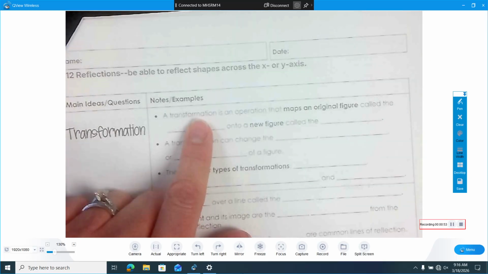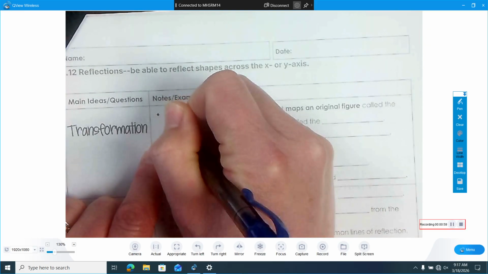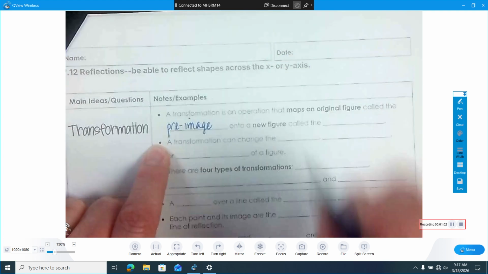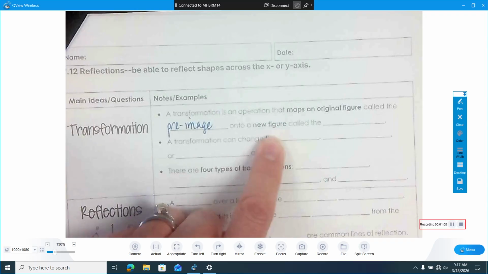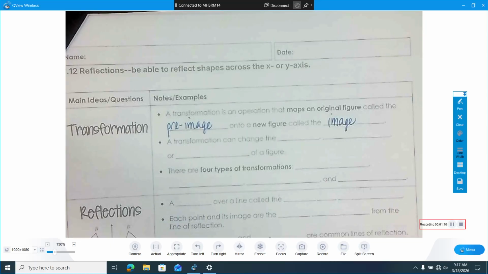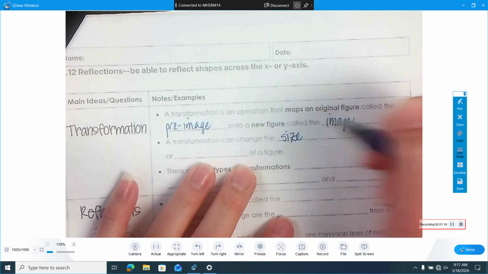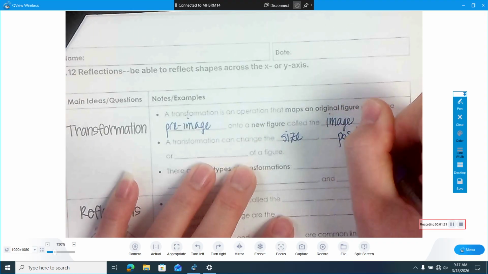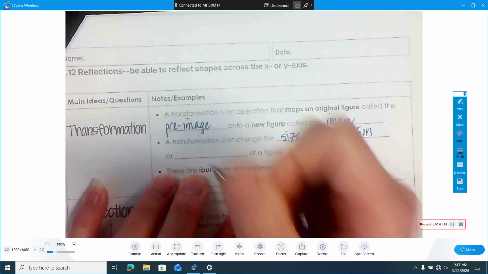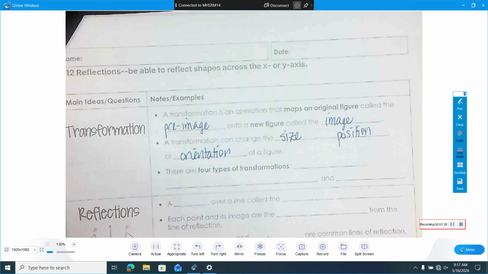Here we go. A transformation is an operation that maps an original figure, called the pre-image, onto a new figure called the image. That is the end result, if you will. It is the final answer. A transformation can change the size, position, or orientation of a figure. It can make a figure bigger or smaller.